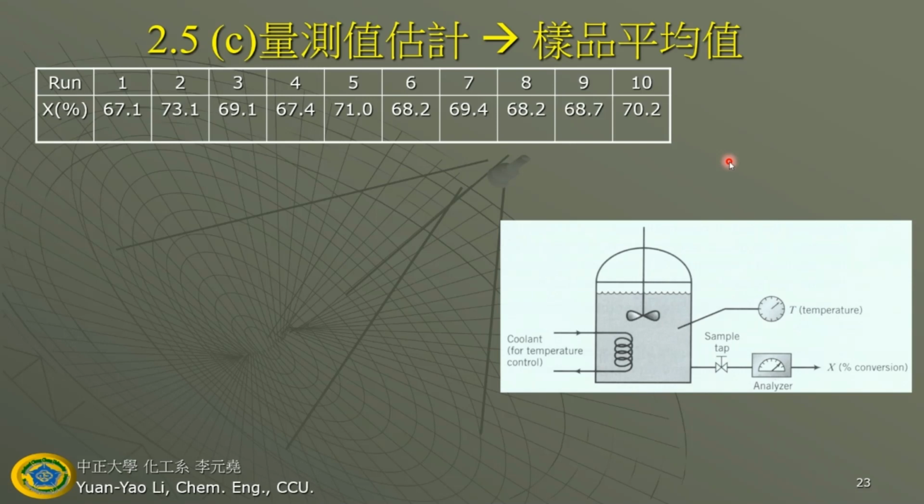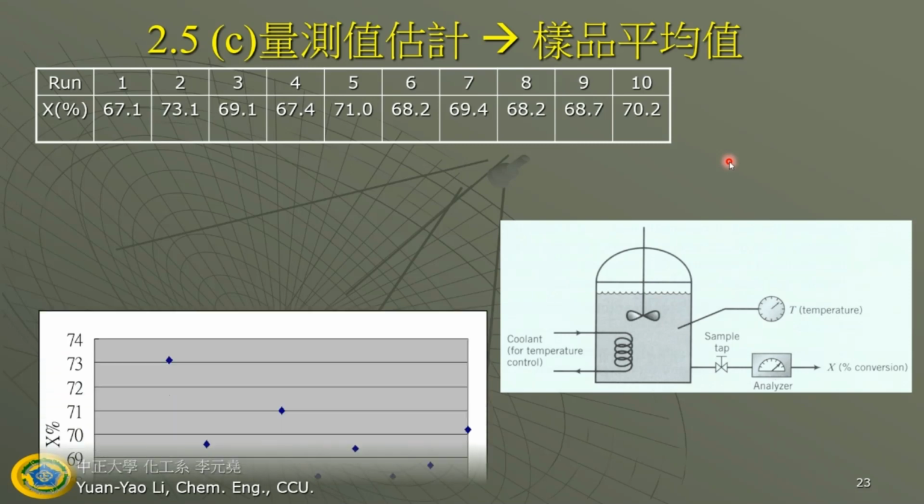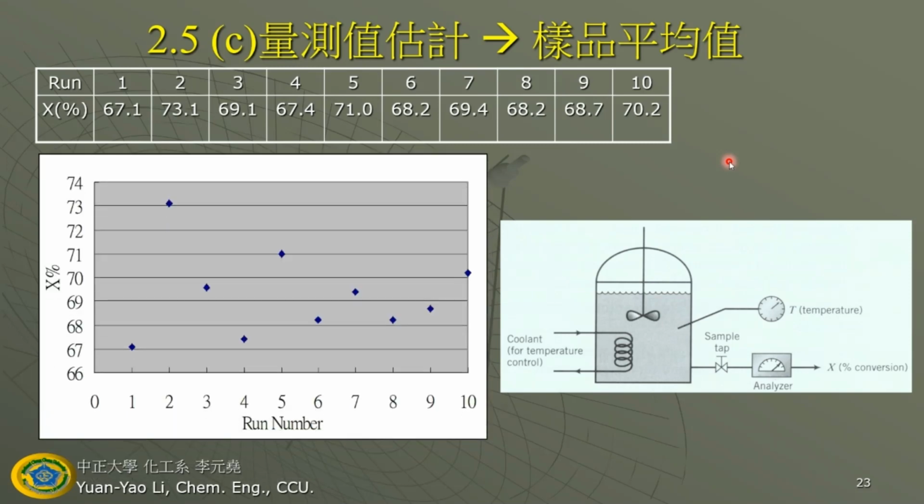Nobody knows which one is the right answer. All we want to know is the average of these 10 numbers. So let's plot. We have round 1, round 2, until round 10. In round 1, the conversion rate will be 67. Round 2 will be 71, something like this.